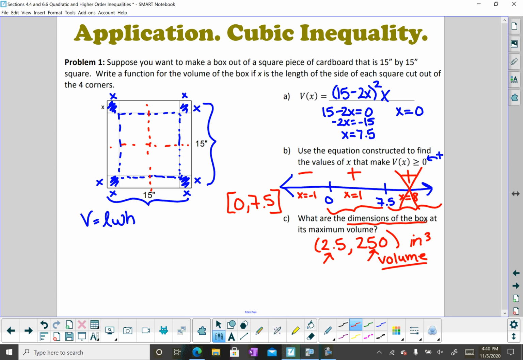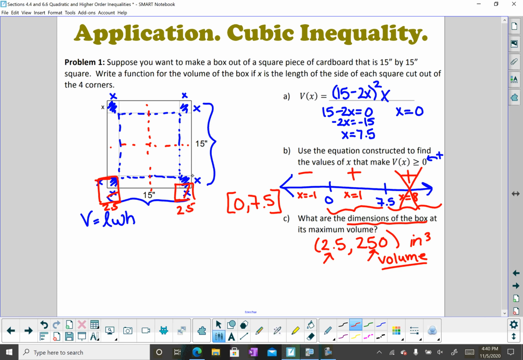Now, the dimensions of the box are what we're being asked for here. So imagine that you cut out a 2.5 inch square from each side. 2.5, cross out my x's, and say I cut out a 2.5 square here. So that side of the box would be, instead of 15, minus 2.5, minus 2.5, it would be 10.